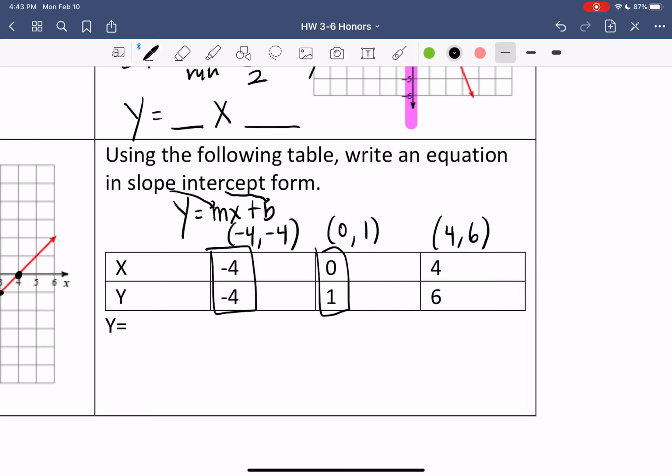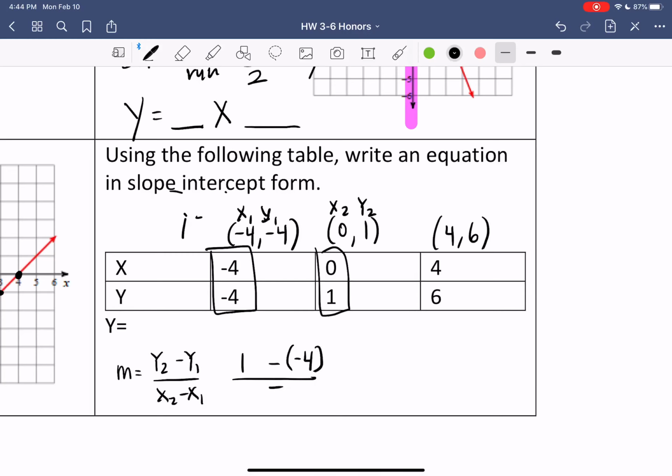So remembering that my slope formula, m equals y2 minus y1 over x2 minus x1. So I'm going to label x1 and y1, x2, y2. So when I substitute these in, I have y2 is 1, draw my line, subtraction sign, 1 minus negative 4 over x2, which is 0, minus negative 4.